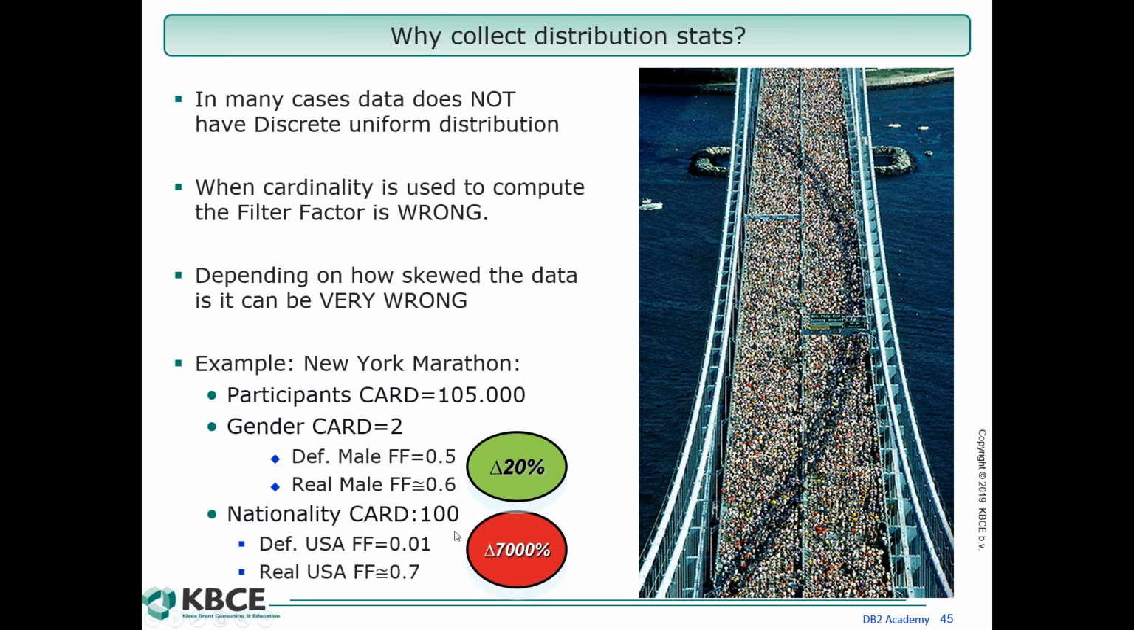Okay, cardinality of the nationality. That's 100. So how many Americans participate in the New York Marathon? Ha, that's simple. That's 1 divided by 100 is 1%. Wrong. 70% of the participants is from the US. So that's a deviation of 7,000%, which is totally off. That's why we need distribution statistics.